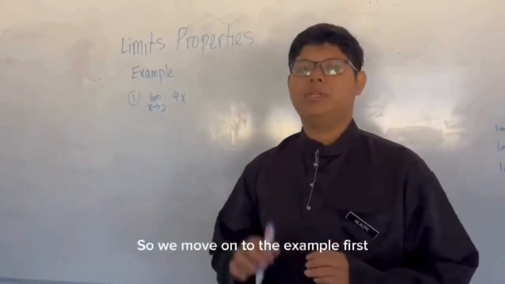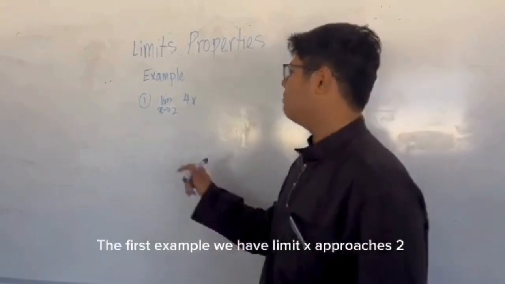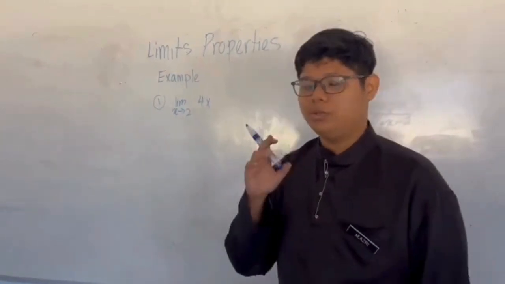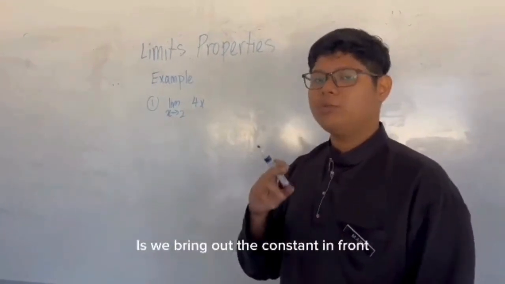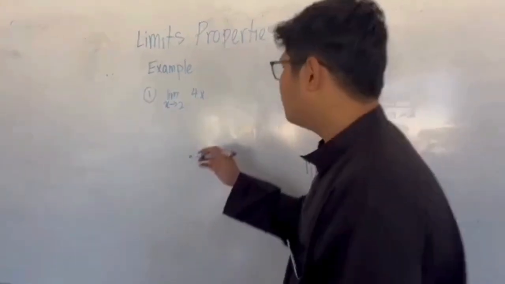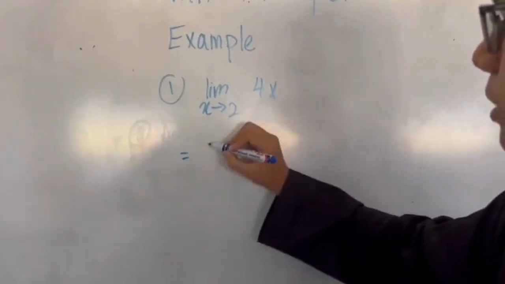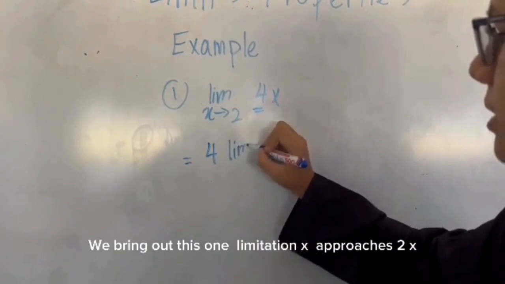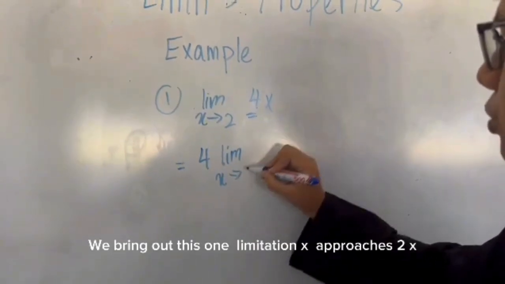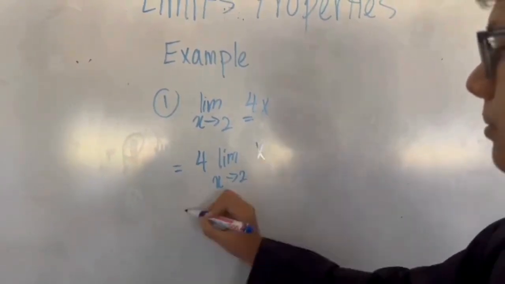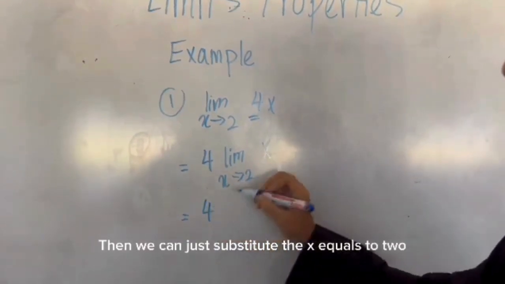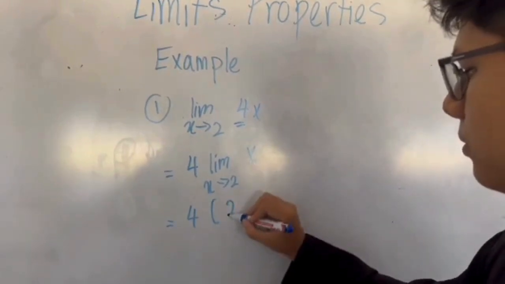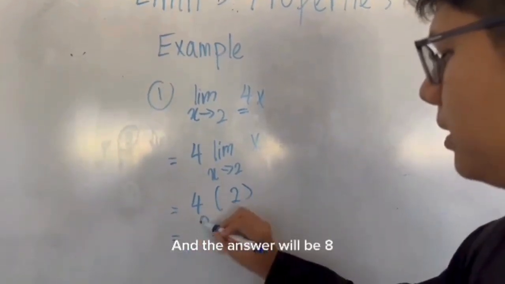So we move on to the examples first. The first example, we have the limit as x approaches 2 of 4x. We remember the first property, where we bring out the constant in front. So we can write it like this: we bring out the constant 4 in front, times the limit as x approaches 2 of x. Then we can just substitute x equals 2, and the answer will be 8.